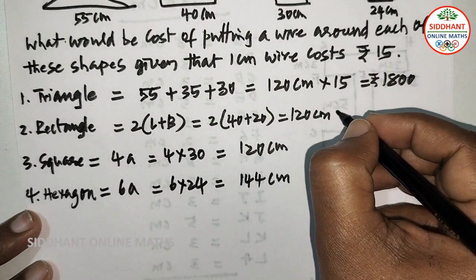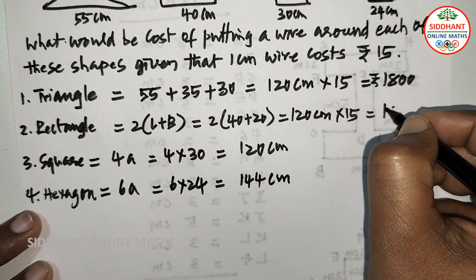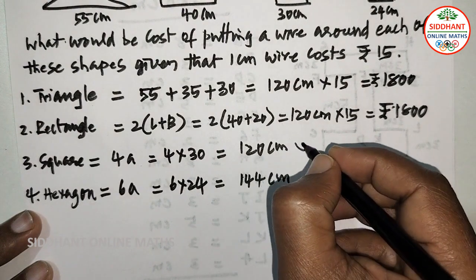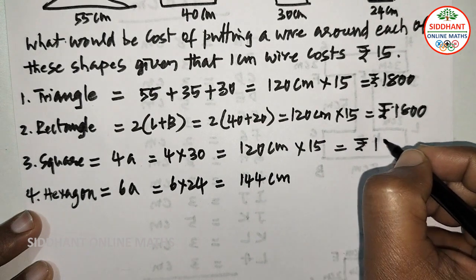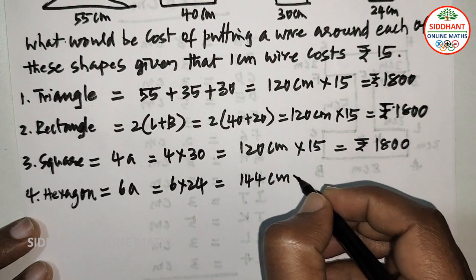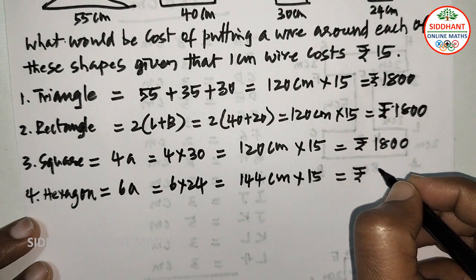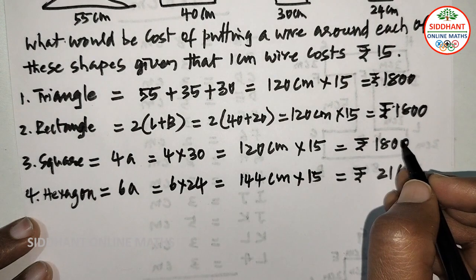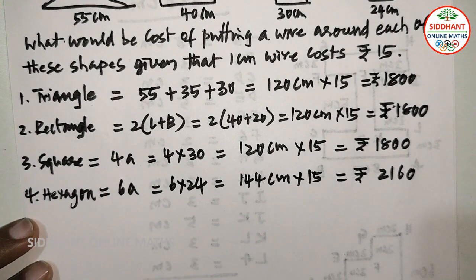In the same way, for the rectangle, 120 into 15, here also we are going to get rupees 1800. Here also 120 into 15, rupees 1800. Next again 144 into 15, then we get rupees 2160. So this is the cost for the different shapes: triangle, rectangle, square, and hexagon.